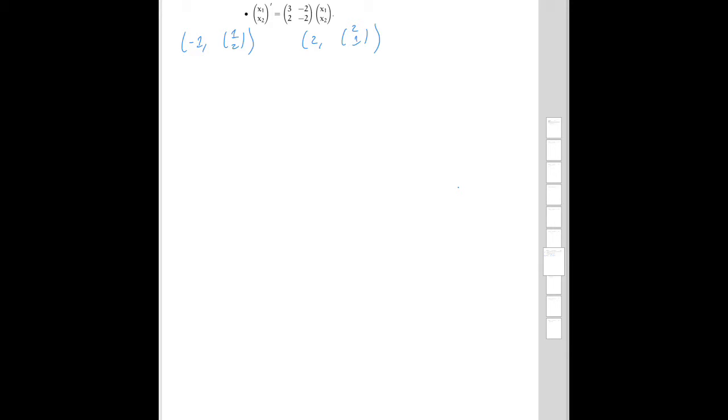And we can verify, (1, 2) times this matrix is going to be (-1, -2). And (2, 1) times the matrix is going to be (4, 2). Okay, so these are eigenvectors. So that's step one. These are the eigenvectors and eigenvalues.